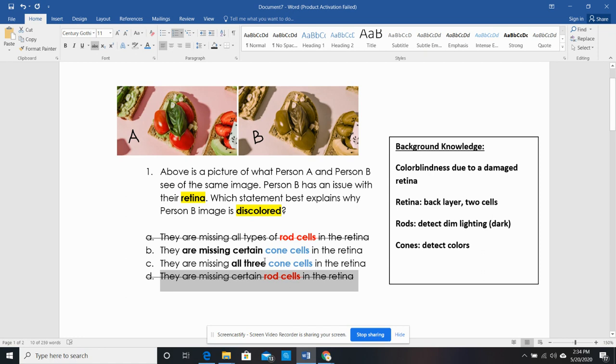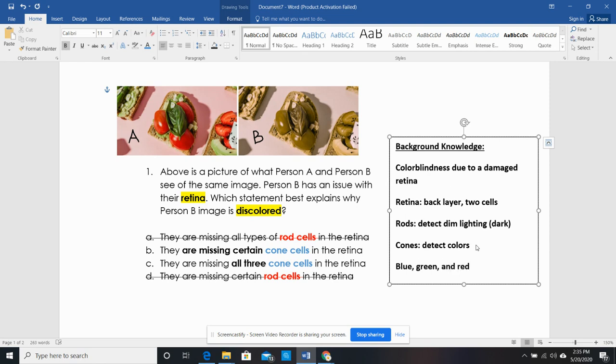The next difference between B and C is that B says that they're only missing certain cone cells, and C says that they're missing all 3. Well, I know that there are 3 types of cone cells. What cone cells do I have? If you said blue, green, and red, then you are correct. Because when blue, green, and red light waves overlap, then it can make any color within the rainbow. So now I need to look at the image.